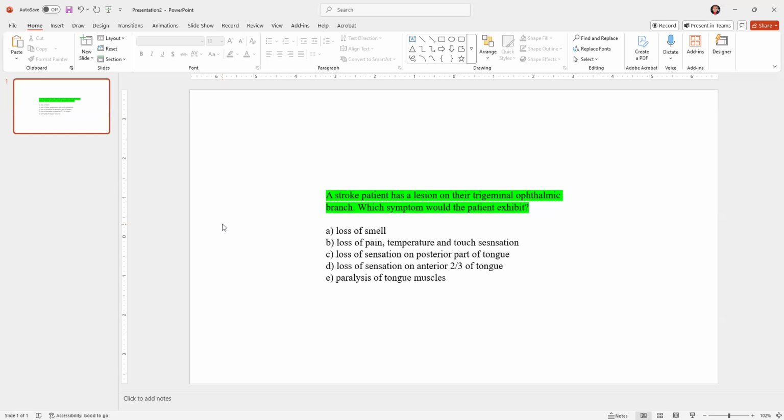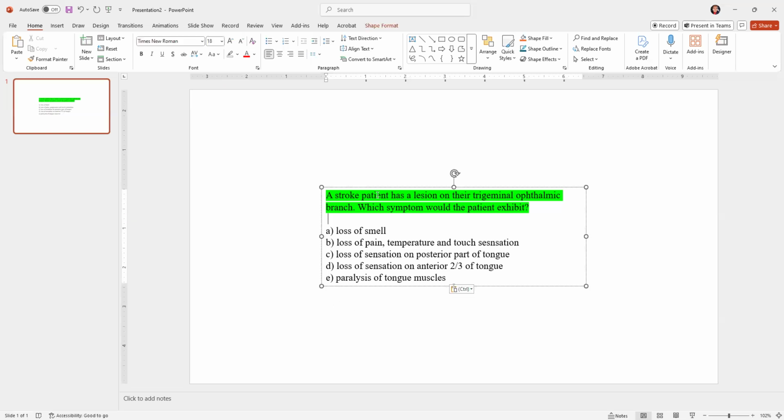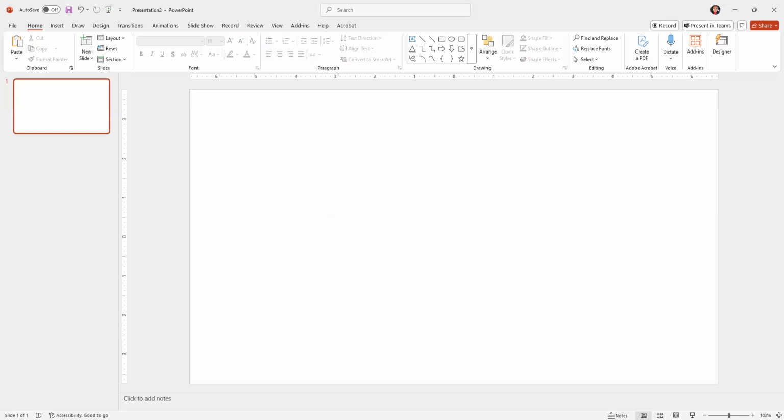They will lose their pain, temperature, and touch sensation. Loss of smell will be your first cranial nerve. Can you go back to that one? I'm trying to get the concepts as well as the thought process through that.